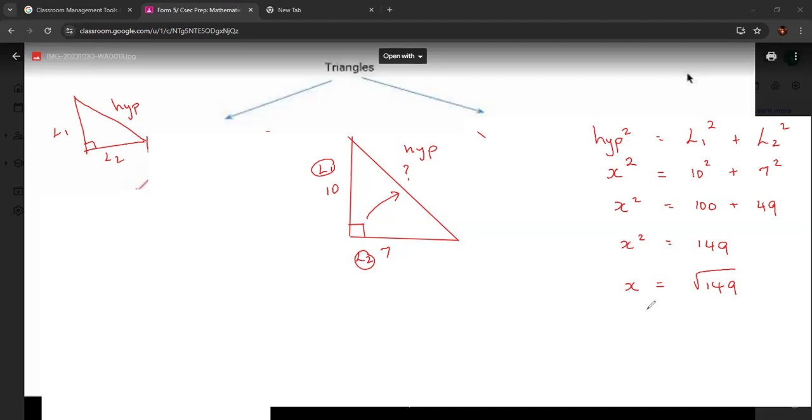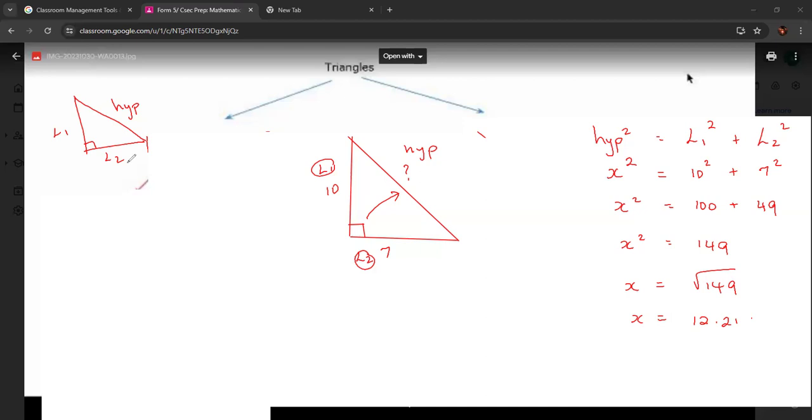So we'll end up with x is equal to 12.2, I'm rounding it off to 2 decimal places, so 12.21, whatever the units are, if it's in centimeters or meters or kilometers or whatever it is. Now, remember this part is very important when you find the square root. You have to find the square root in order to find it.